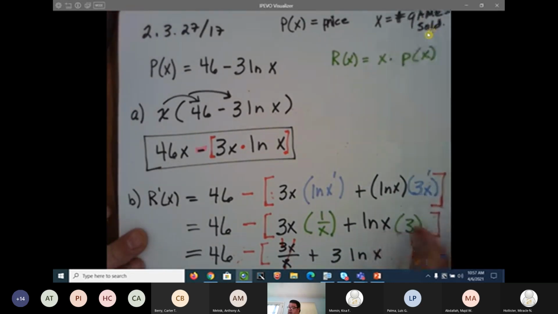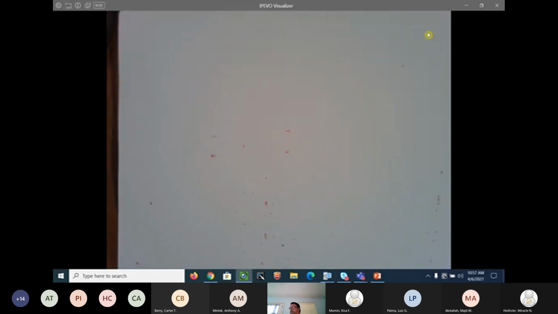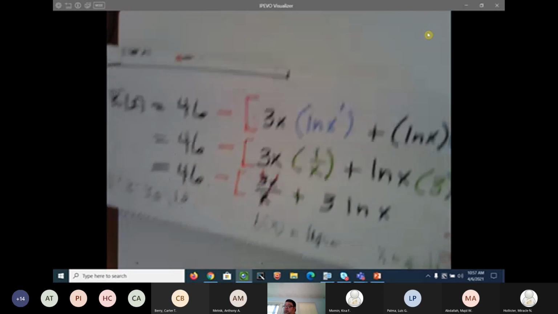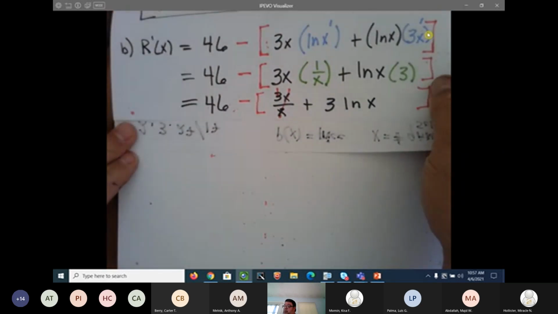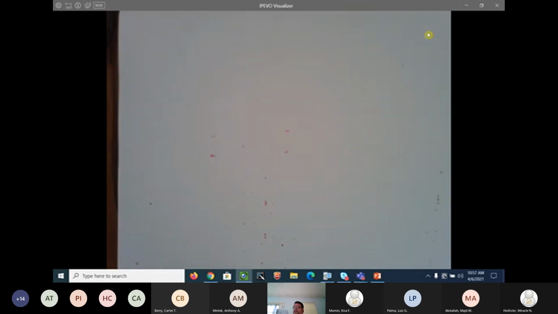Okay, so now I go to the next step. I'll just fold this in half. Oops, sorry. Thought I folded it in half. I suck. There we go.